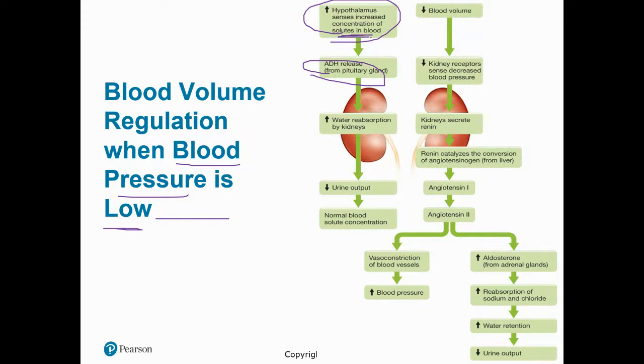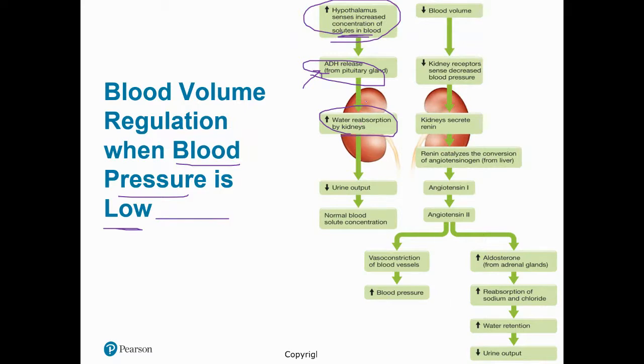As there's increased solute concentration in the blood, that means that there's too much stuff in the blood relative to the amount of fluid in the blood. You don't necessarily need to know that for our purposes, but that is specifically what stimulates the release of antidiuretic hormone from the pituitary gland. But again, everything else here is going to be the same as what we've talked about on these previous two slides. So antidiuretic hormone is going to tell the kidneys to reabsorb more water.